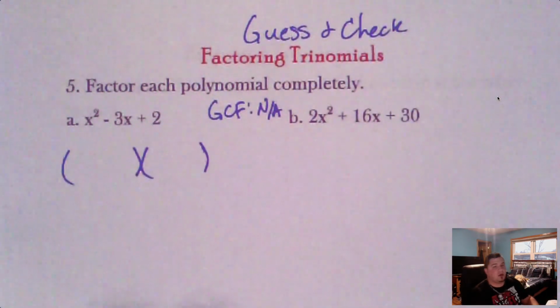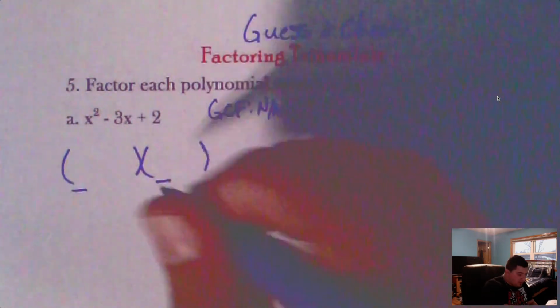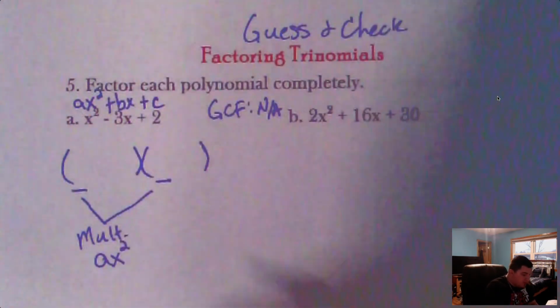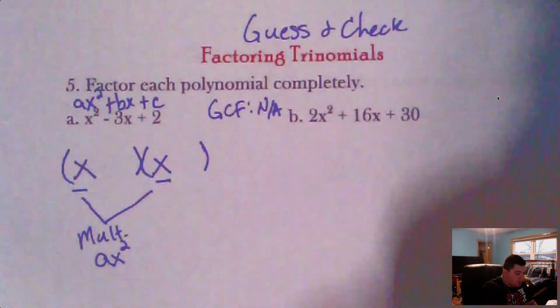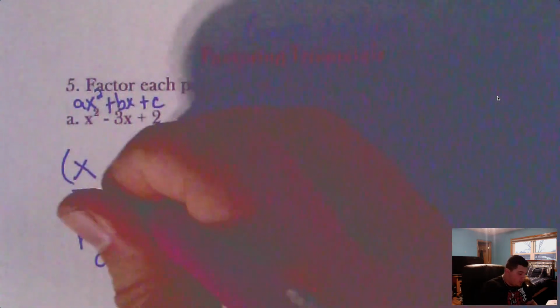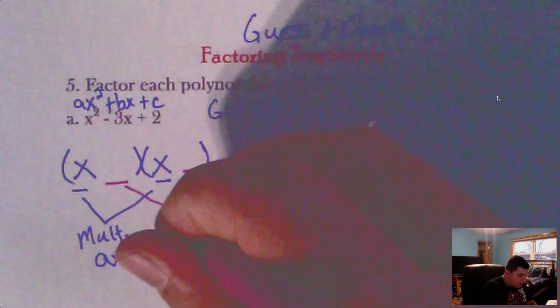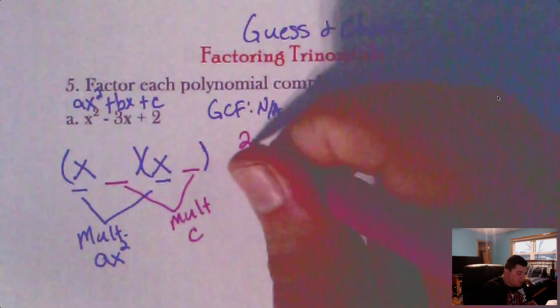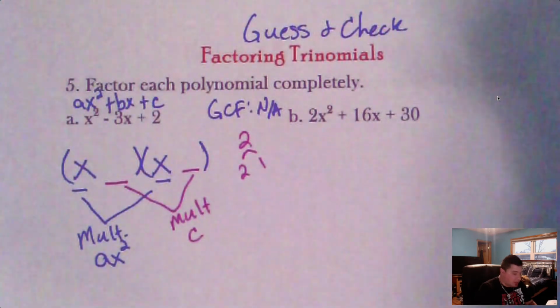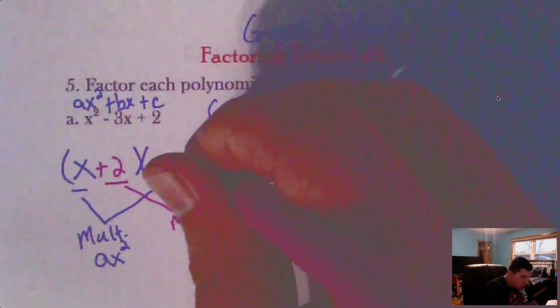Guess and check is breaking it into factored form of a quadratic. All right. In this first slot, it is what multiplies to ax squared. Okay. So if we remember standard form, ax squared plus bx plus c, what multiplies to x squared is simply x times x. In the back slot, it is what multiplies to c. In this case, we only have one option. 2 is only 2 and 1. So plus 2, plus 1.